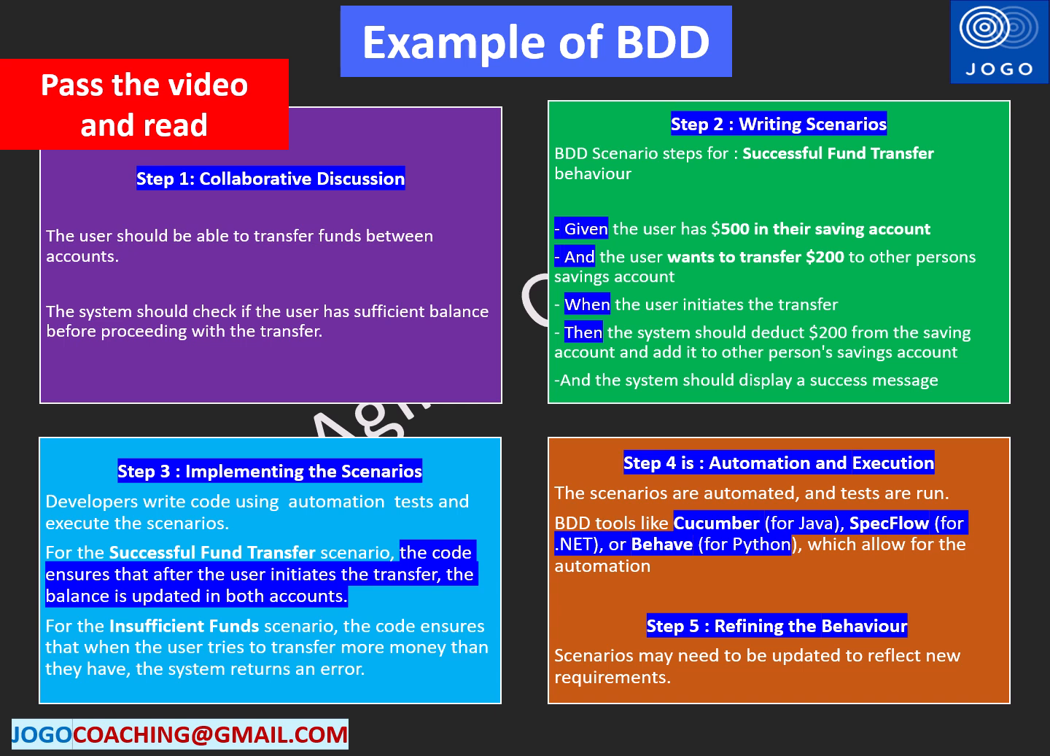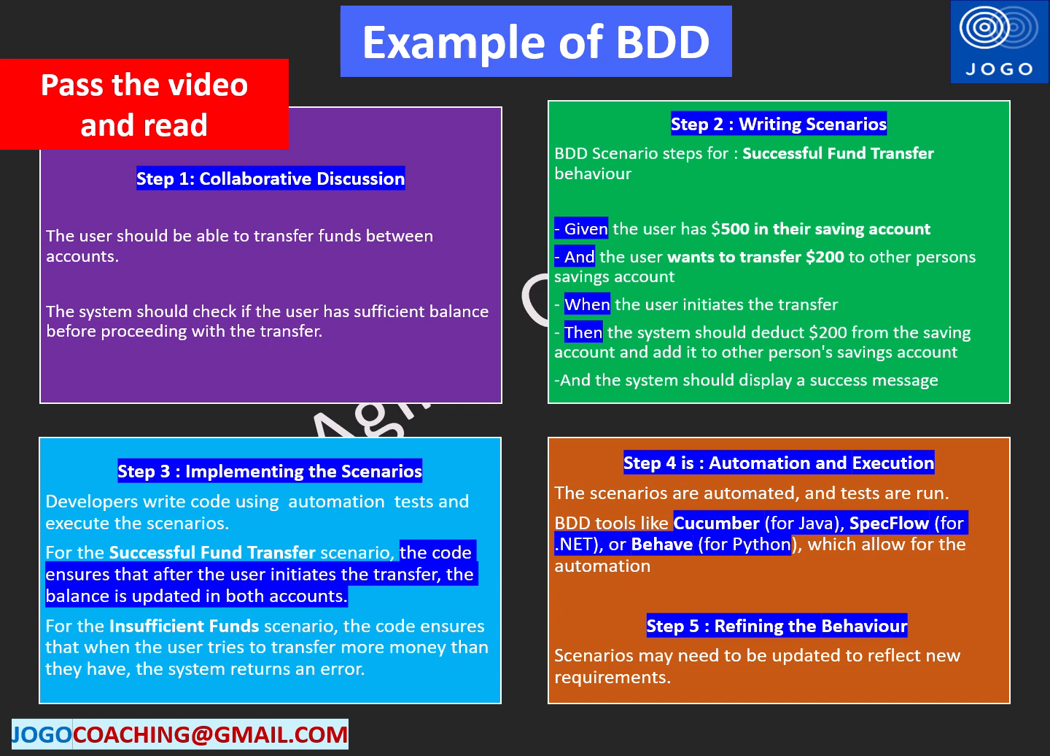Here is the BDD scenario for the successful fund transfer. Given the user has $500 in their savings account and the user wants to transfer $200 to another person's savings account, when the user initiates the transfer, then the system should deduct $200 from the savings account and add it to the other person's savings account, and the system should display a success message.